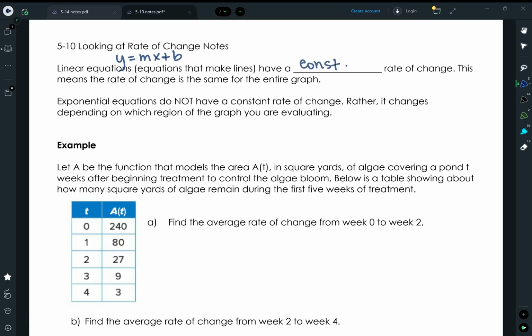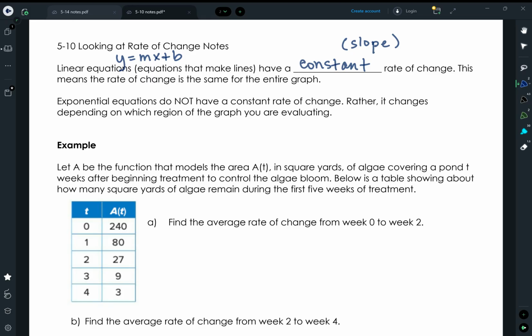So each point, remember we would count how many squares up and how many squares over, do rise over run, use the slope to get from one point to another, and that was always the same. That's what made them a straight line. So this is a constant rate of change, and then above it, I'm going to write the word slope. This means that the rate of change is the same for the entire graph.